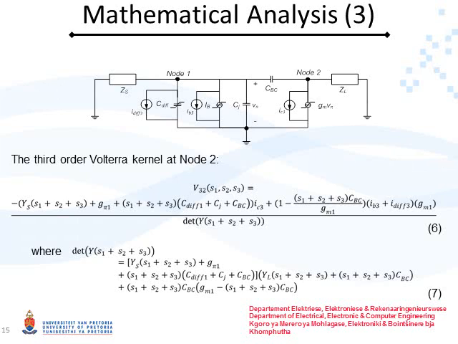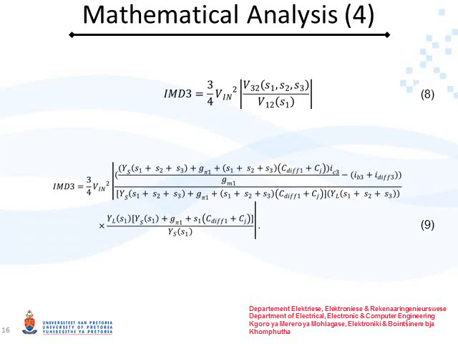Similar to the second order nonlinear components, the third order nonlinear components are placed in parallel to their linear components as shown in this figure. The third order Volterra kernel is shown in equation 6. The third order intermodulation distortion ratio is given by equations 8 and 9. From equation 9, it can be seen that increasing the bias current and the gain will reduce the third order intermodulation distortion component and improve linearity.